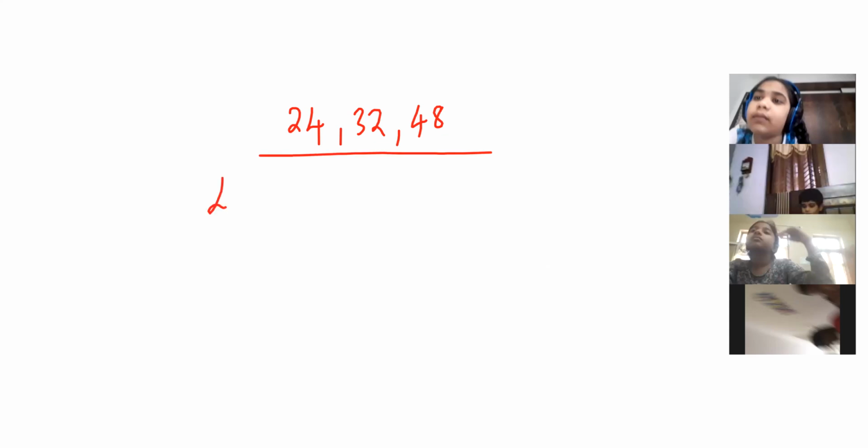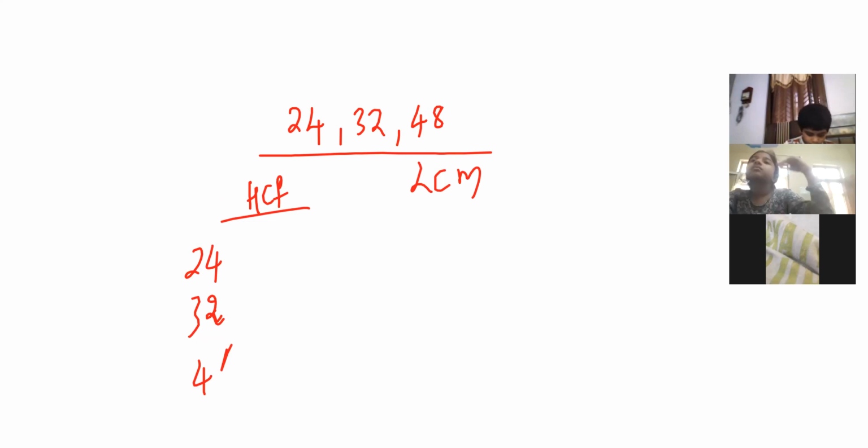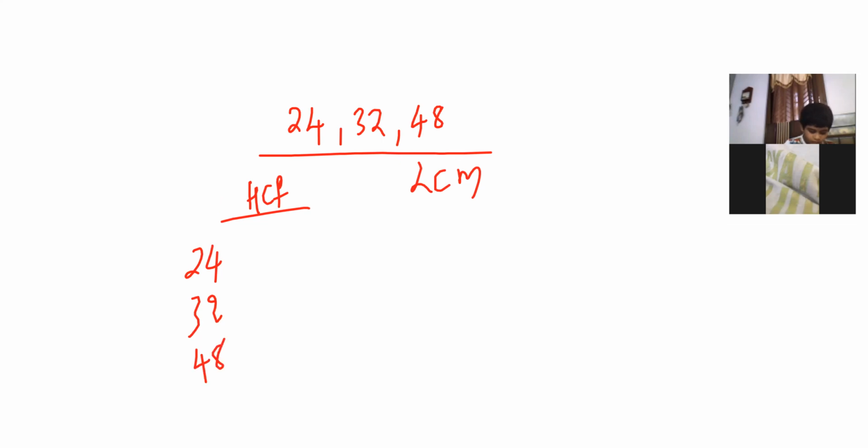Okay. Here, listen carefully. Finding out the HCF and LCM of these three numbers. How to find LCM? First, extract the prime factors of 24, then 32, and then 48. Here also the same thing. After we find out the prime factors, let us see.